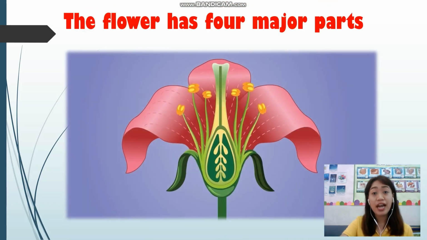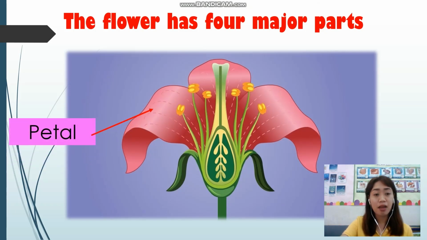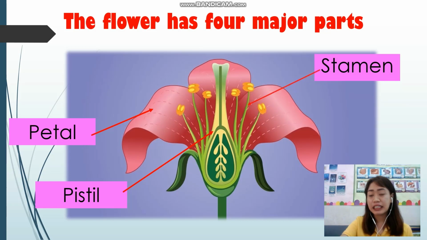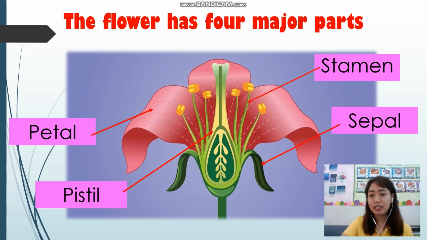The flower has four major parts. We have petal, pistil, stamen, sepal. The four major parts of the flower are petal, pistil, stamen, sepal.